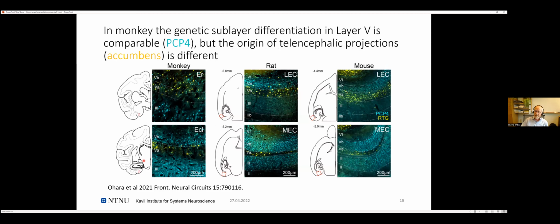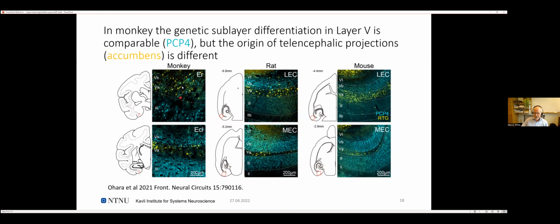This is true in the monkey and the mouse as well. Here you see cells in yellow that project, in this case, to the nucleus accumbens. I just picked one example. So this is the output layer in 5A, as I showed you in the rat. In the mouse, we see something very similar in the lateral entorhinal cortex. In the medial entorhinal cortex, 5A cells are yellow. The blue cells are the PCP4, so that's 5B. In the monkey, you see yellow cells throughout 5A and 5B, 5B being defined by the expression of this gene. But there's no overlap. So none of the blue cells is also yellow.